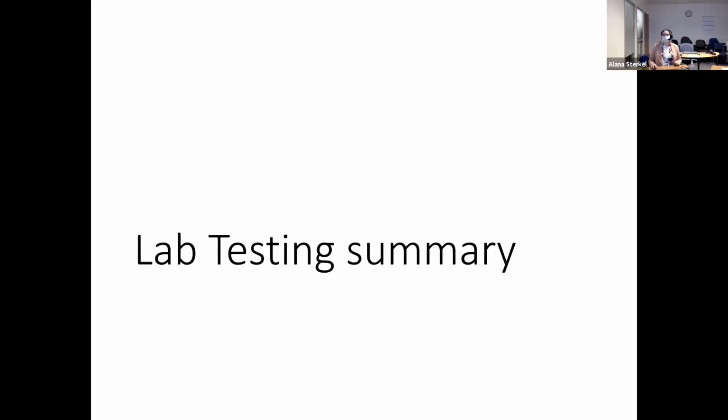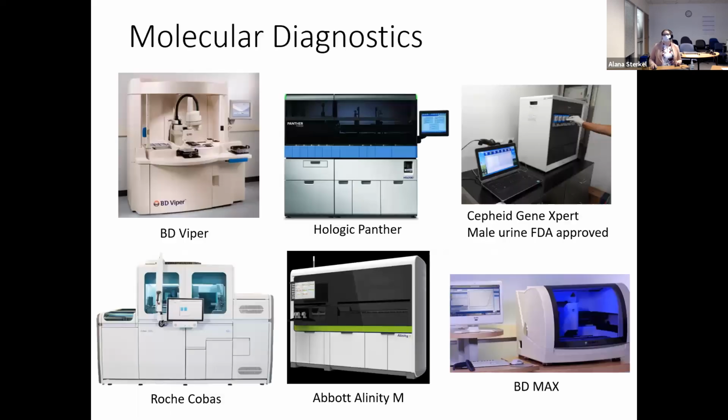So I wanted to just summarize some of the work that we've done with lab testing. If you can go to the next slide. There are many different high throughput platforms available for STD testing. The ones I've pictured here, I've done a more in-depth comparison for the different test methods, available organisms, and pathogens that they can test for. So I'm going to touch very briefly on the BD Viper, the Hologic Panther, Cepheid GeneXpert, Roche Cobas, Alinity M, and the BD Max. Next.